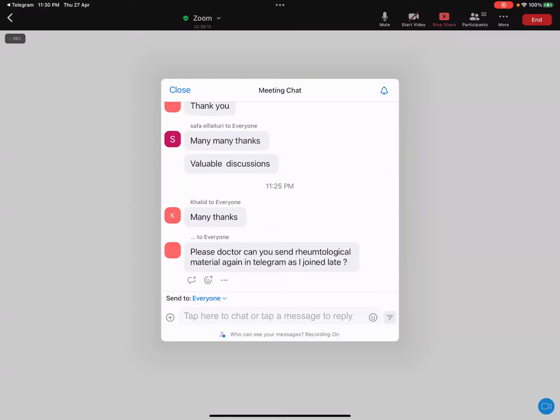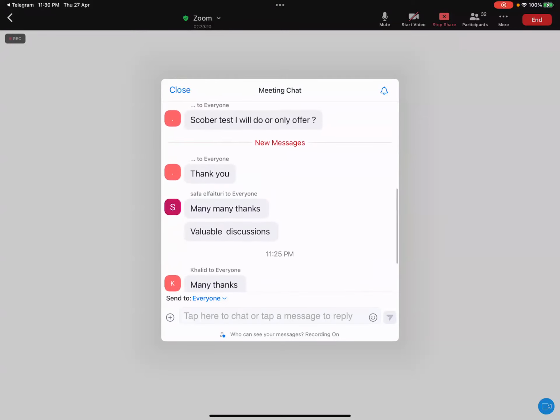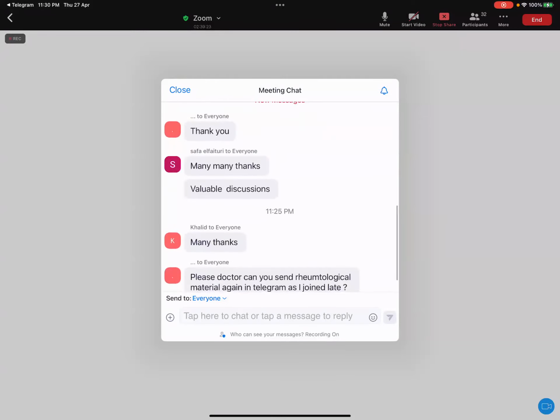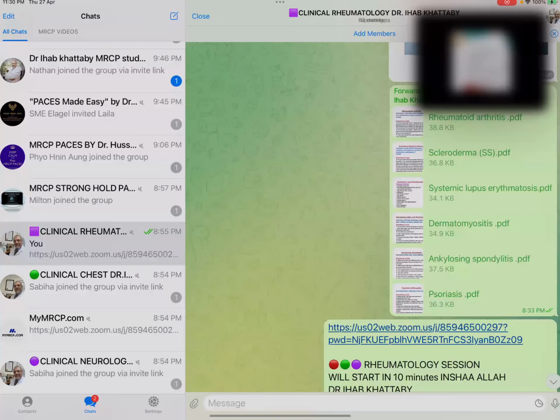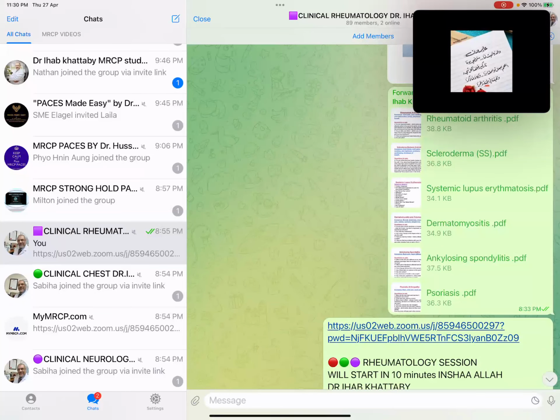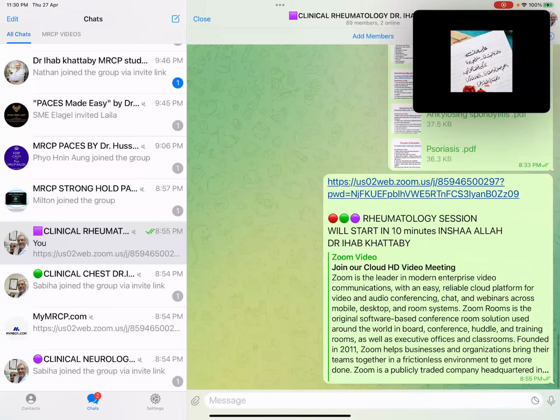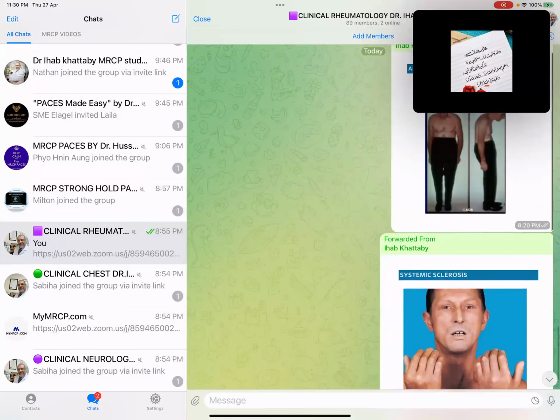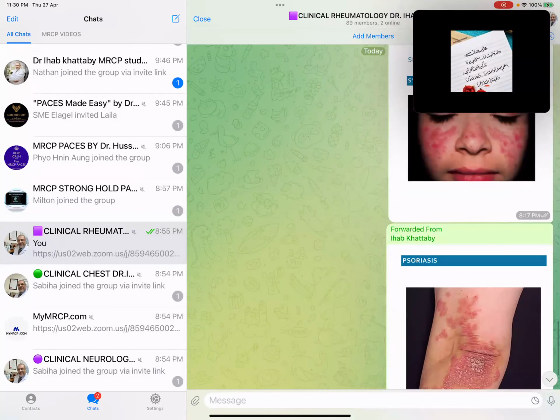So you will find the group on Telegram. Again, in Telegram, as I joined late, no problem at all. I'm not sure, because many of you say that the Telegram group is difficult to approach, but I want to make sure that, for example, in this rheumatological group, you will find all the information.